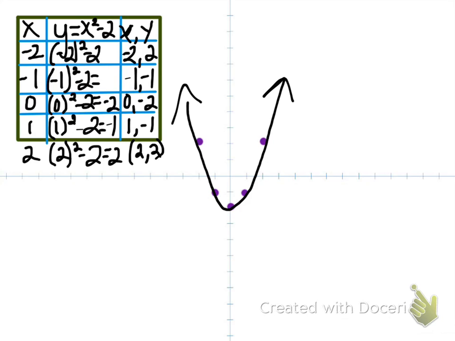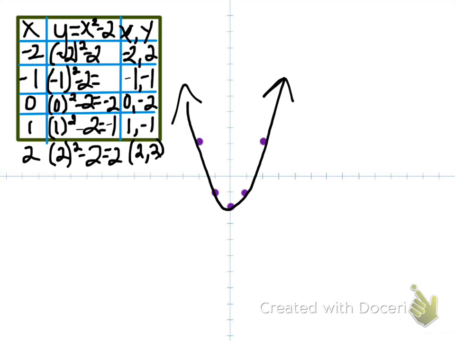Then we do positive 1 squared is 1, 1 minus 2 is -1, so we end up with 1, -1. Our next one is 2, and 2 squared is 4, 4 minus 2 is 2, so our ordered pair is 2, 2. Now we're going to go plot all of these ordered pairs.